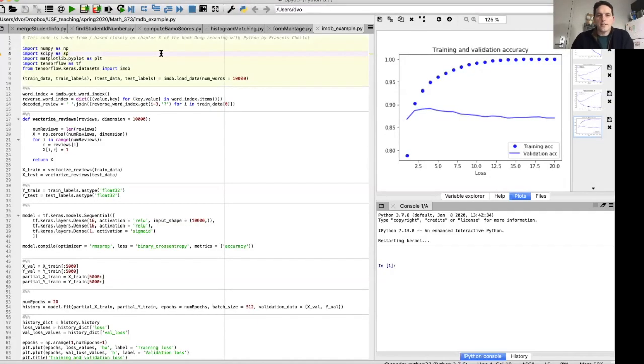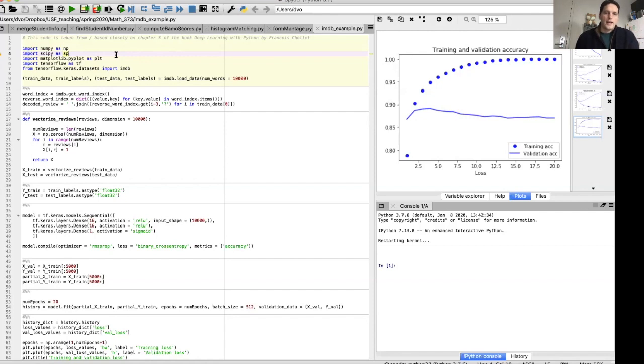So now I want to observe overfitting in a real example. The example we're going to use is classifying IMDB movie reviews as either positive or negative. Is it a favorable review? Did they like the movie? Or is it an unfavorable review? Did they dislike the movie? We're going to train a neural network to classify IMDB movie reviews, and in the process, we're going to observe overfitting.